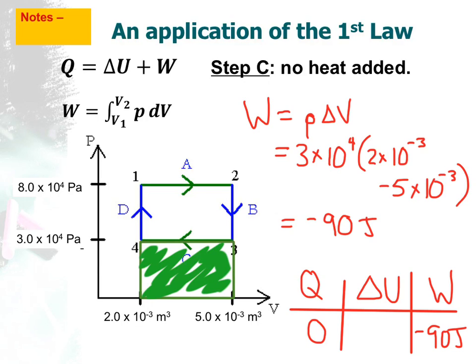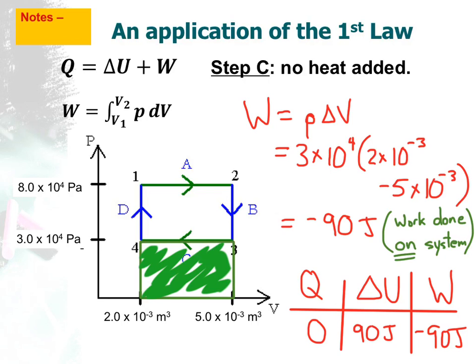Well, remember that when we have negative work, that means that work is being done on the system by its surroundings, as opposed to the system doing work on its surroundings. And then finally, delta U, the internal energy, I have to figure that out from this first law of thermodynamics, and that tells me that the internal energy has to rise by 90 joules. So as work is being done on the system, it is raising the internal energy of the gas by 90 joules.